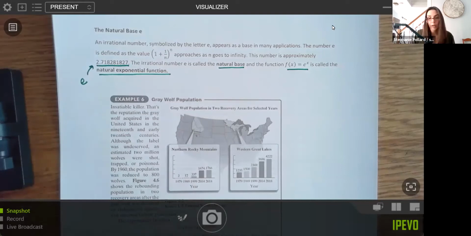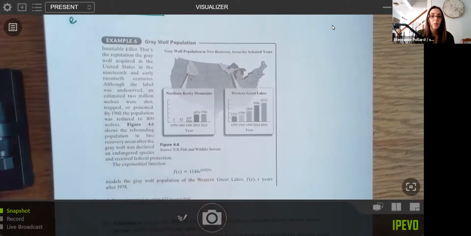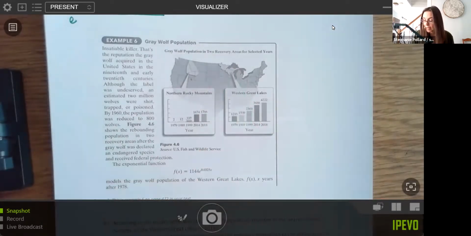So one model that we can use with it is on the gray wolf population. The reputation for the gray wolf acquired in the United States in the 19th and early 20th centuries was not a good one. They called it, I guess, the insatiable killer. Although the label was undeserved, an estimated 2 million wolves were shot, trapped, or poisoned during that early time. And by 1960, the population was reduced to only 800 wolves. So the figures here show the rebounding population in 2 recovery areas after the gray wolf was declared an endangered species and received federal protection. So here you have the northern Rocky Mountains, and here you have the western Great Lakes regions.